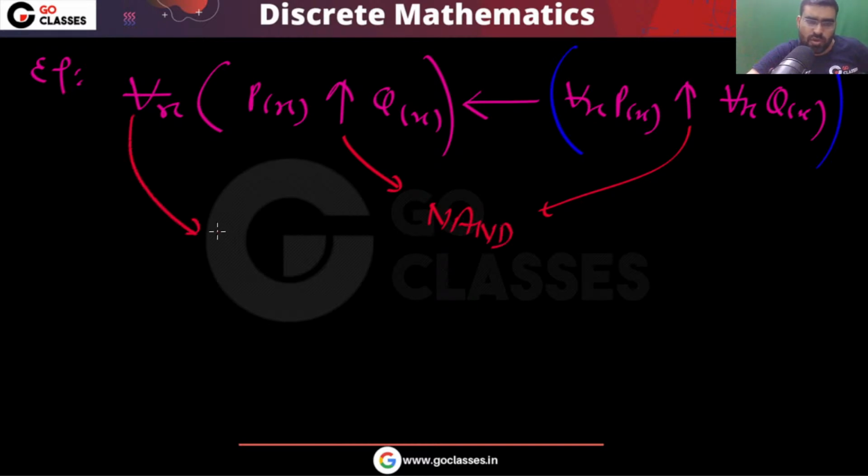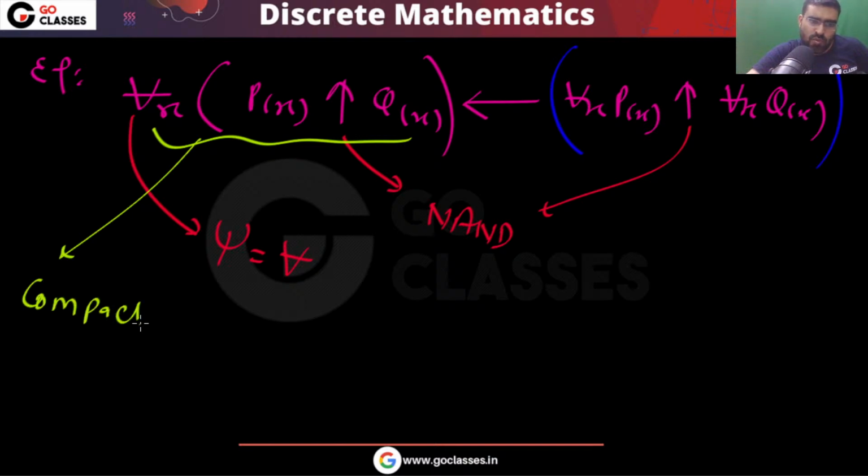And you can see this is your universal quantifier. So psi is equal to universal quantifier. You can easily see this is a compact side. On the LHS you have the compact side, and on the right-hand side you have the expanded side.